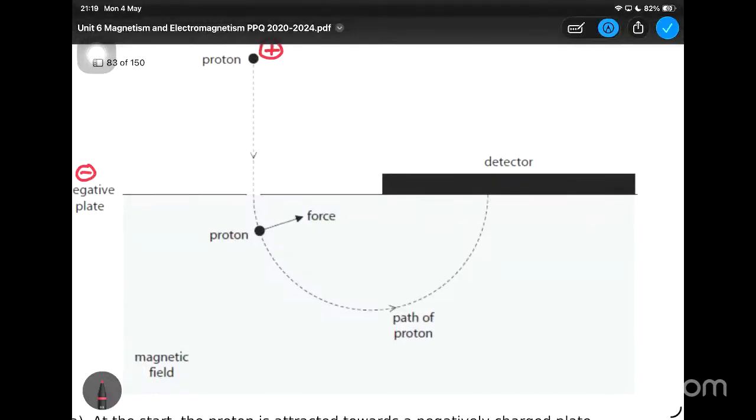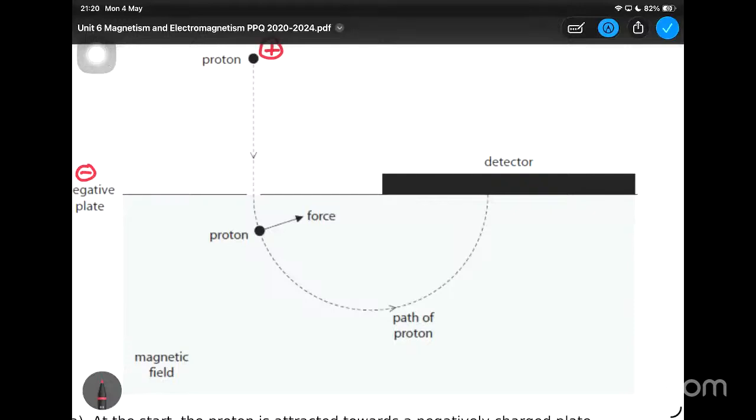Initially the proton traveled in a straight line, but as soon as it enters the magnetic field through the slit, you can see there's a change of the path of this proton, and it will be directed towards the detector situated in the upper sector of the magnetic field, right? So you can see the path is being curved towards the upward direction, which means that there's a force being applied, okay?